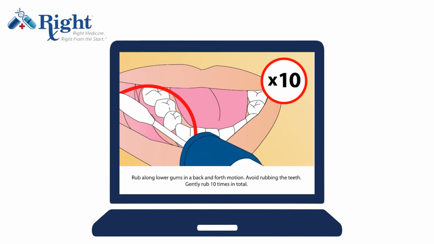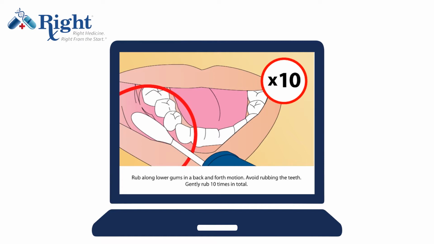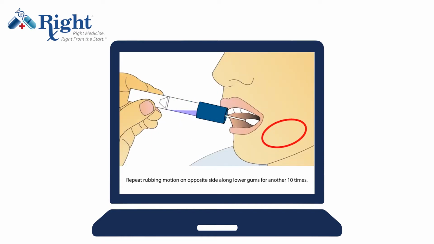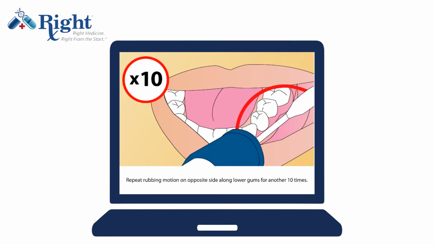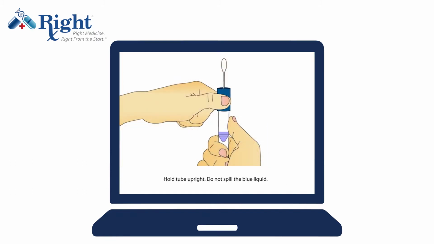Rub along lower gums in a back and forth motion. Gently rub 10 times in total. Repeat rubbing motion on opposite side along lower gums for another 10 times. Hold the tube upright to prevent the blue liquid inside the tube from spilling.